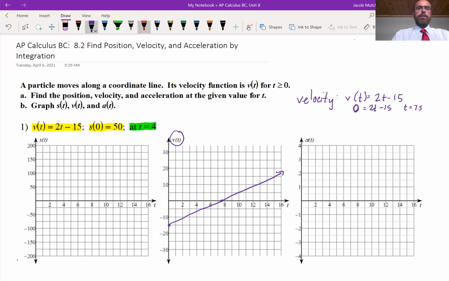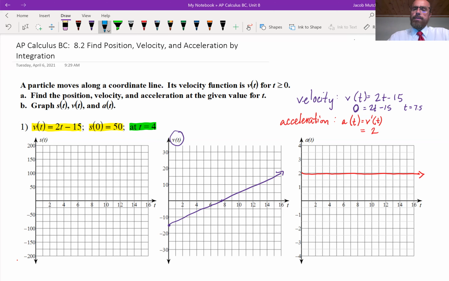For acceleration, we can choose that one because that's probably the next easiest function to find. Of course, velocity was just given to us, but acceleration is basically the derivative of velocity. So I'll notate that here, a of t is equal to v prime of t. So in terms of a function, that's going to be just the derivative of 2t minus 15, which is just 2. And I can really easily graph that. That's a constant acceleration. And that really takes care of my graphs for my velocity and my acceleration.